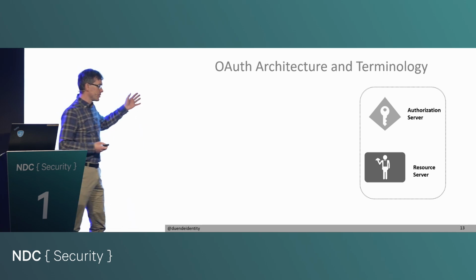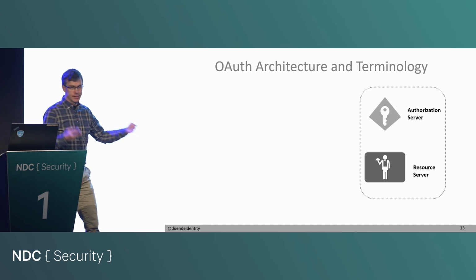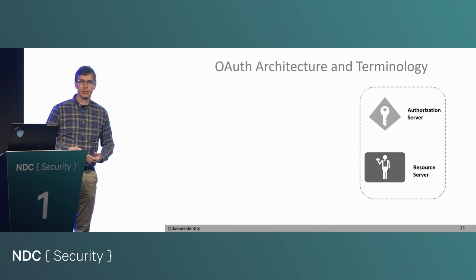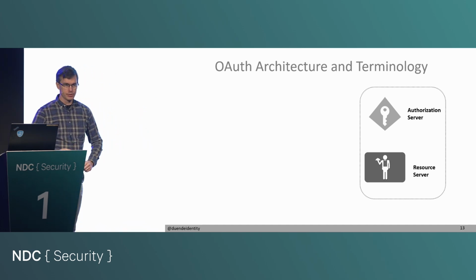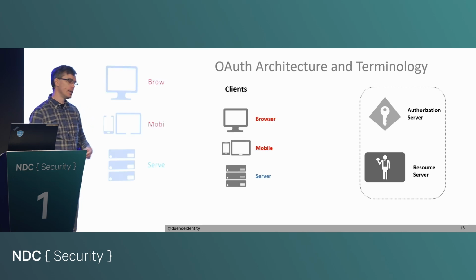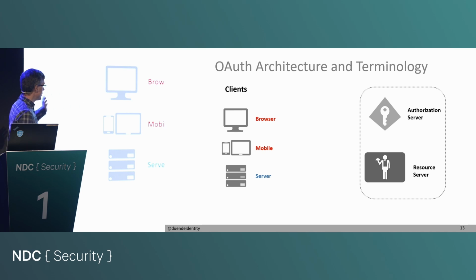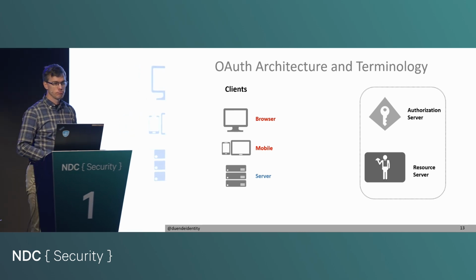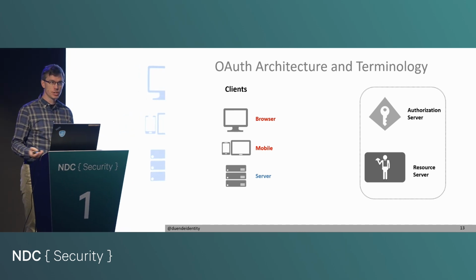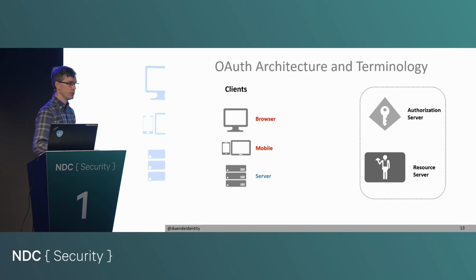And the authorization server's role is to decide if a client application is authorized to use a specific resource or API. Then we have clients. It could be a browser-based single-page application. It could be a mobile app or some server-side thing. A server-side thing could be machine-to-machine communication, or it could be a server-side web application.